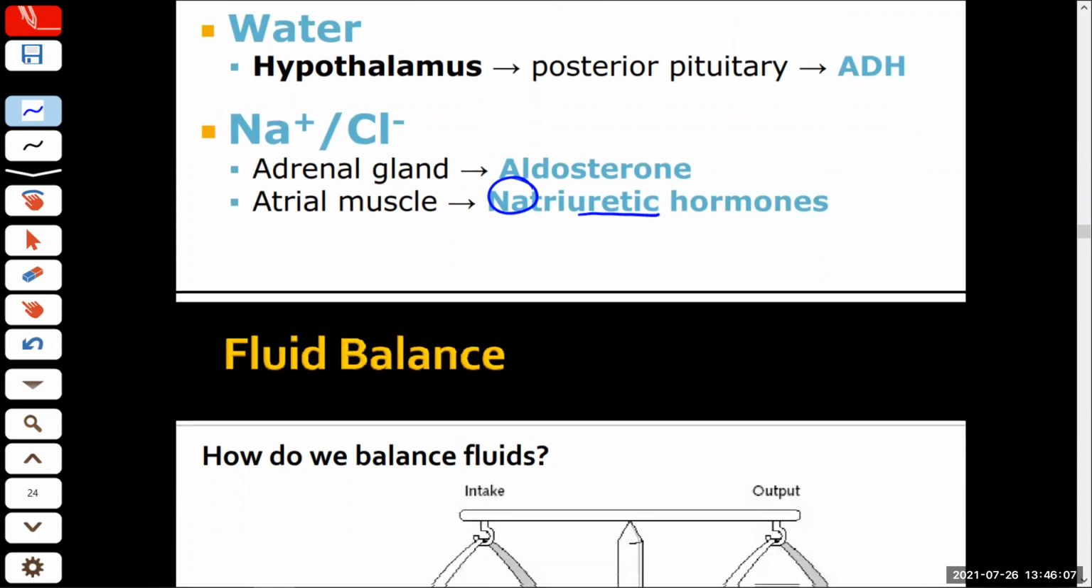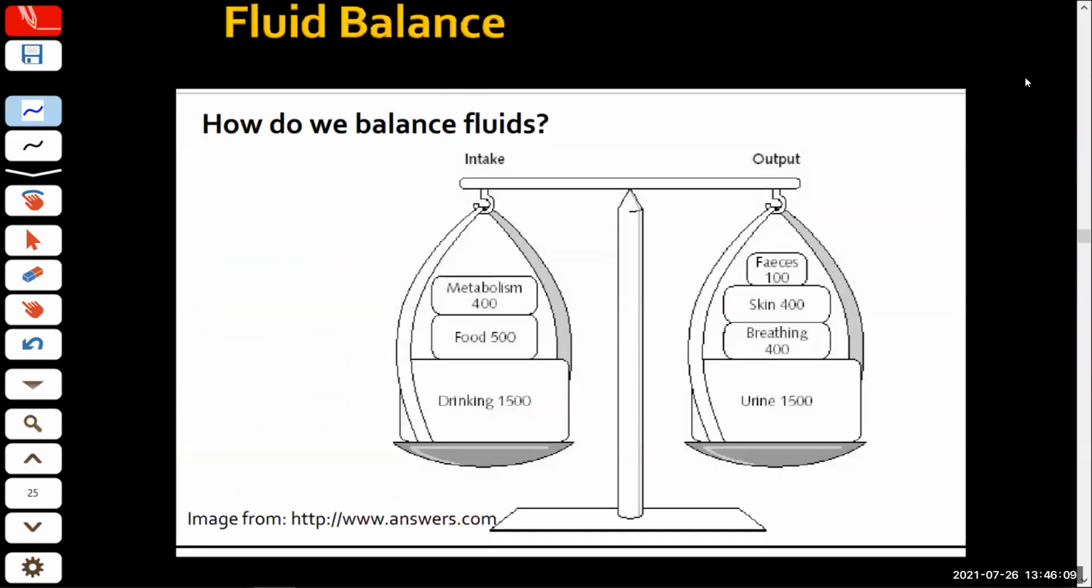Okay. All right, so how do we balance fluids? These are your intakes, these are your outputs. The number one way to put fluid in your body is drinking. Number one way to get rid of fluid in your body, urination. The one I'm going to highlight here is breathing. Now, is breathing input or output?